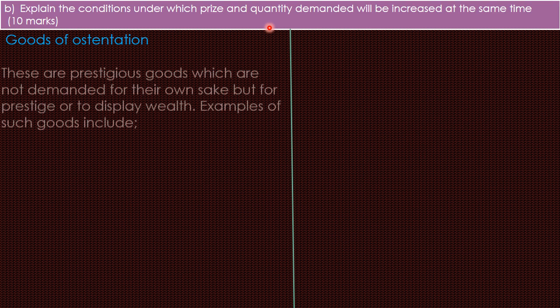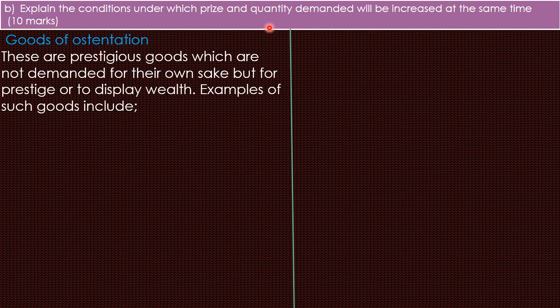So the next part wants us to explain the conditions under which price and quantity demanded will be increased at the same time. Good. So friends, we know that this is for a case of what? Of goods of ostentation, because we can see them in 2 phases. One, friends, under goods of ostentation, and in a case where we expect a further or a future increase in price. Good. So guys, let's get started. Like I said, the first one is goods of ostentation. We'll say that these are prestigious goods which are not demanded for their own sake, but for prestige, also to display wealth. Examples of such goods include expensive cars, jewelries, expensive phones.